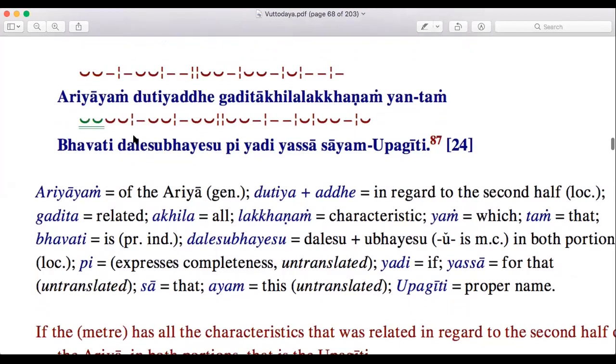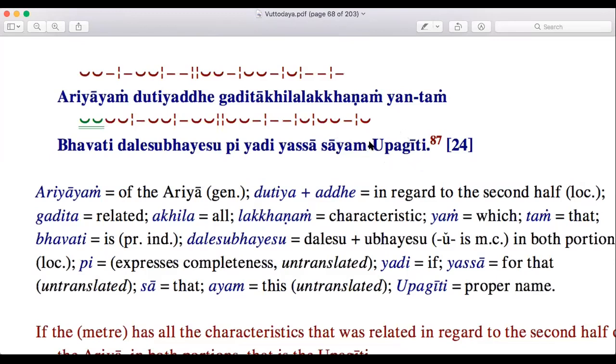Okay, then let's go to the second half. Bhavati da is the first group because there are 4 measures. Le subha, second group. Ye supi is the third group. Yadi yas is the fourth group. Sa is the fifth group. Ya is the chatta lahu, sixth lahu.